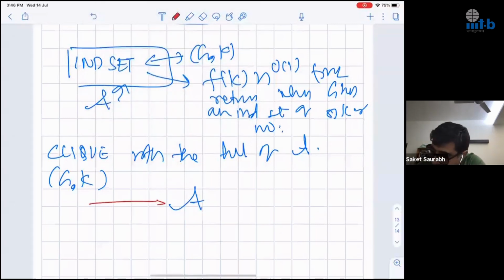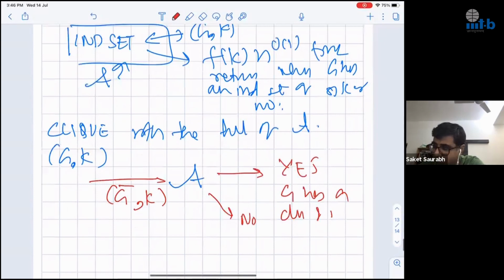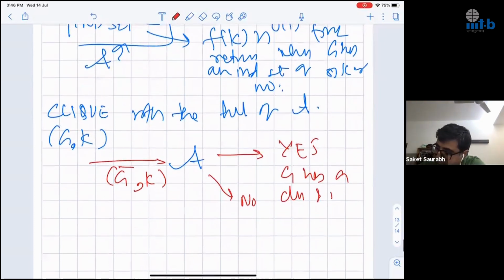given input G comma k, you actually feed G bar comma k, where if there is an edge between a pair of vertices, you delete it. If there is no edge, you put it. And you feed A. Now, if it says yes, then you know that G has a clique of size k. If it says no, it means there is no independent set of size k in the complement, which implies no clique of size k in G. Okay, good.